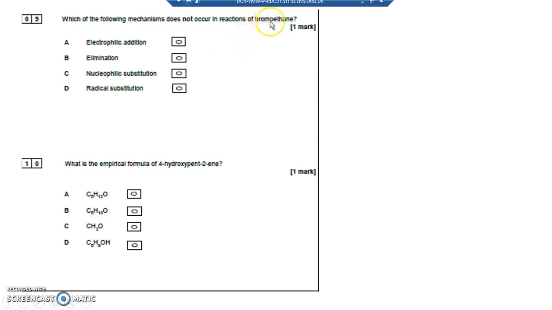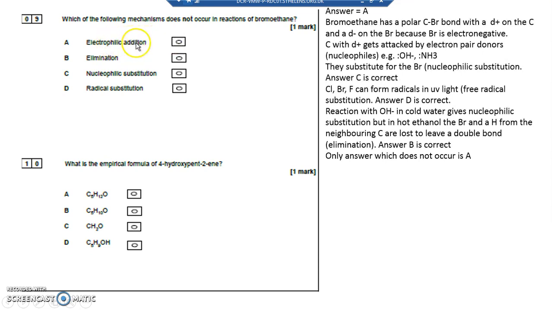If you put it in warm ethanol, what actually happens is you get an elimination reaction, where the Br comes off as Br minus and an H is removed and comes off with the OH minus as water and leaves something with a double bond. It will leave ethene. The only one that doesn't occur then is A, electrophilic addition.